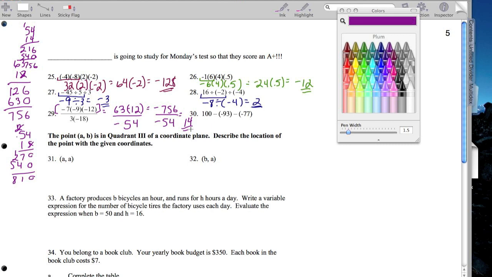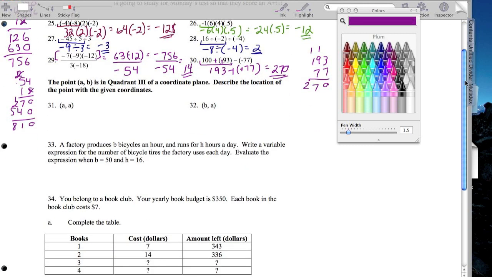And the very, very last one of these kind of problems, we're going to add 100 minus negative 23, where it's really same add opposite, so it's really 193 minus negative 77, it's really add opposite, so we're going to add 193 plus 77, we get 270. Nice job, guys.